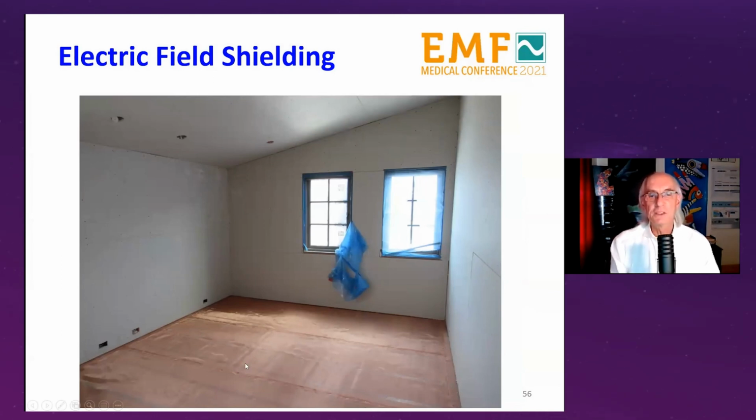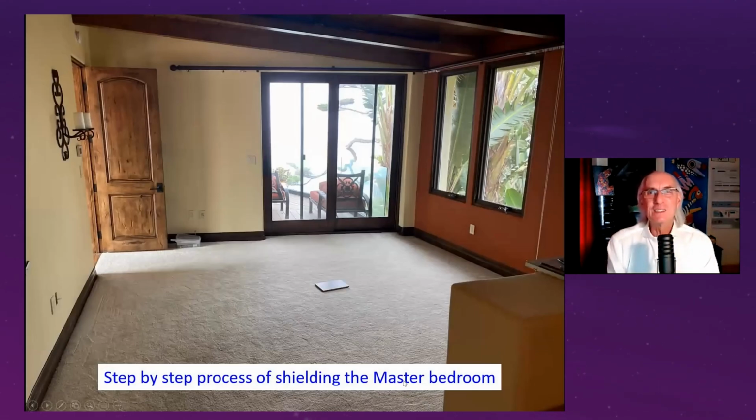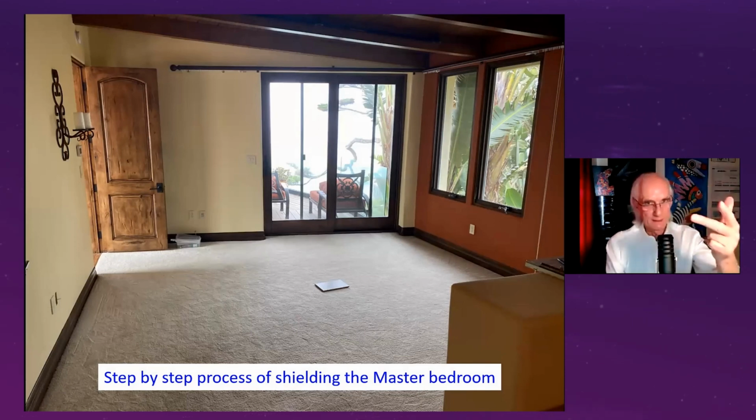And there are light fixtures and wires in the flooring, so we put the copper wire mesh also on the floor. Let's do that step by step. So this client has an existing building and it's a master bedroom and they want to have it shielded against the electric fields, against radio frequencies, against dirty electricity.